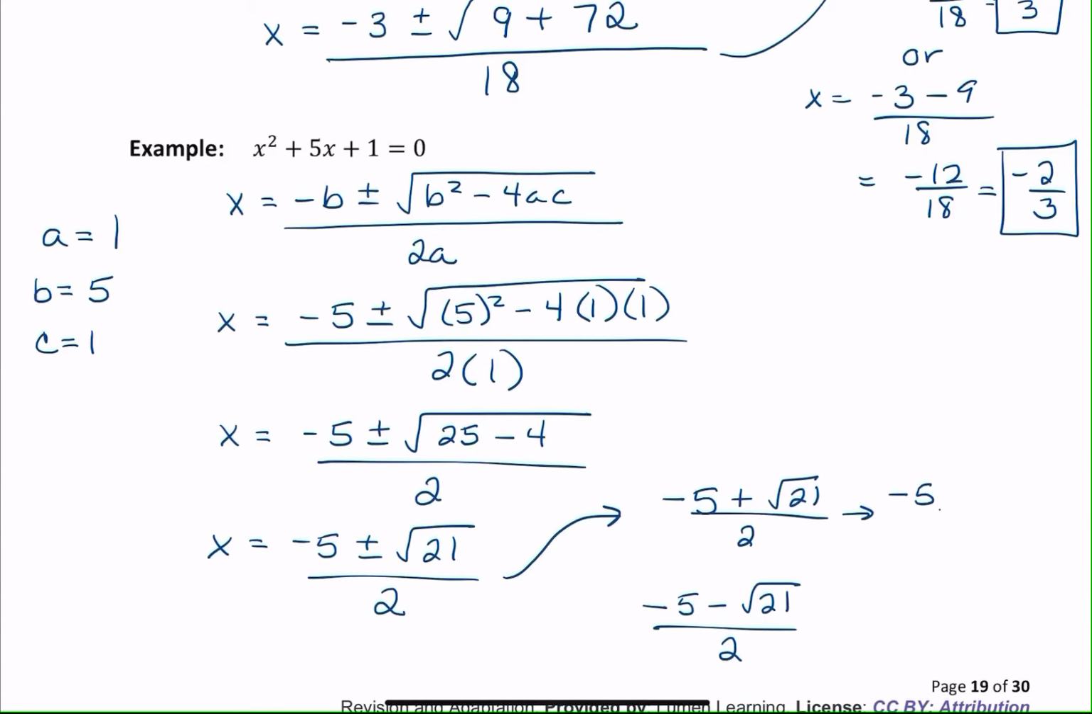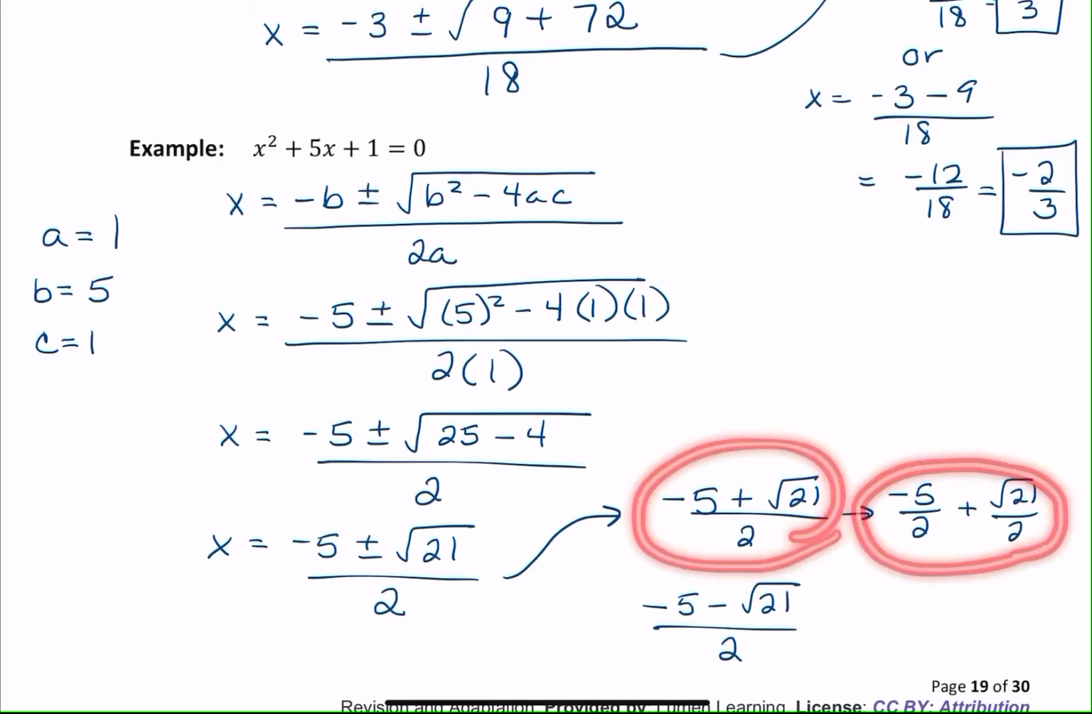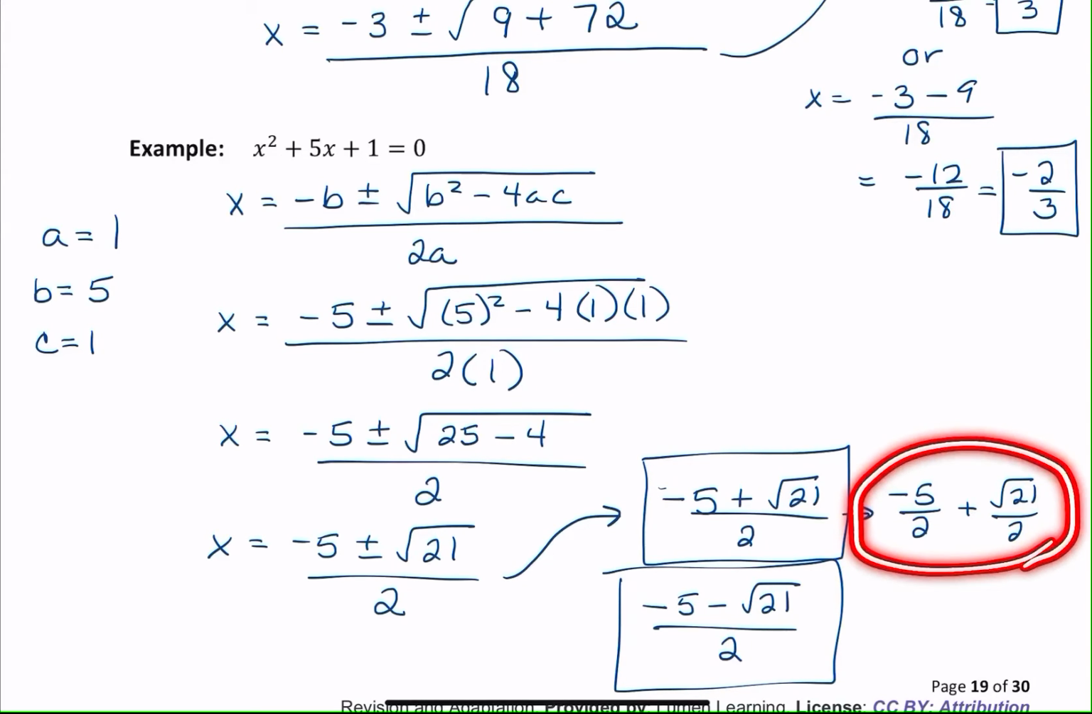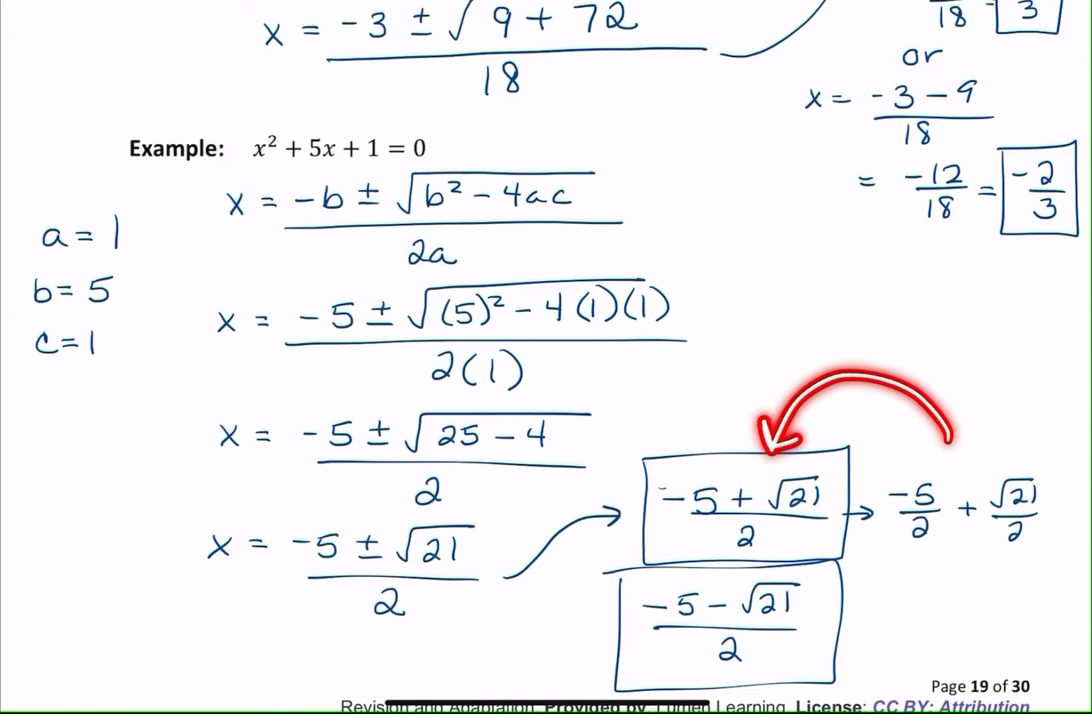And you can leave your answer in that form, or WebAssign or your homework will take it as split up as negative 5 over 2 plus square root of 21 over 2. These two things are equivalent. That 2 is dividing into both of those terms. So either way you want to write your answer, I usually keep it in this form, but if you see this form, I need you to know that it's the same as that form.